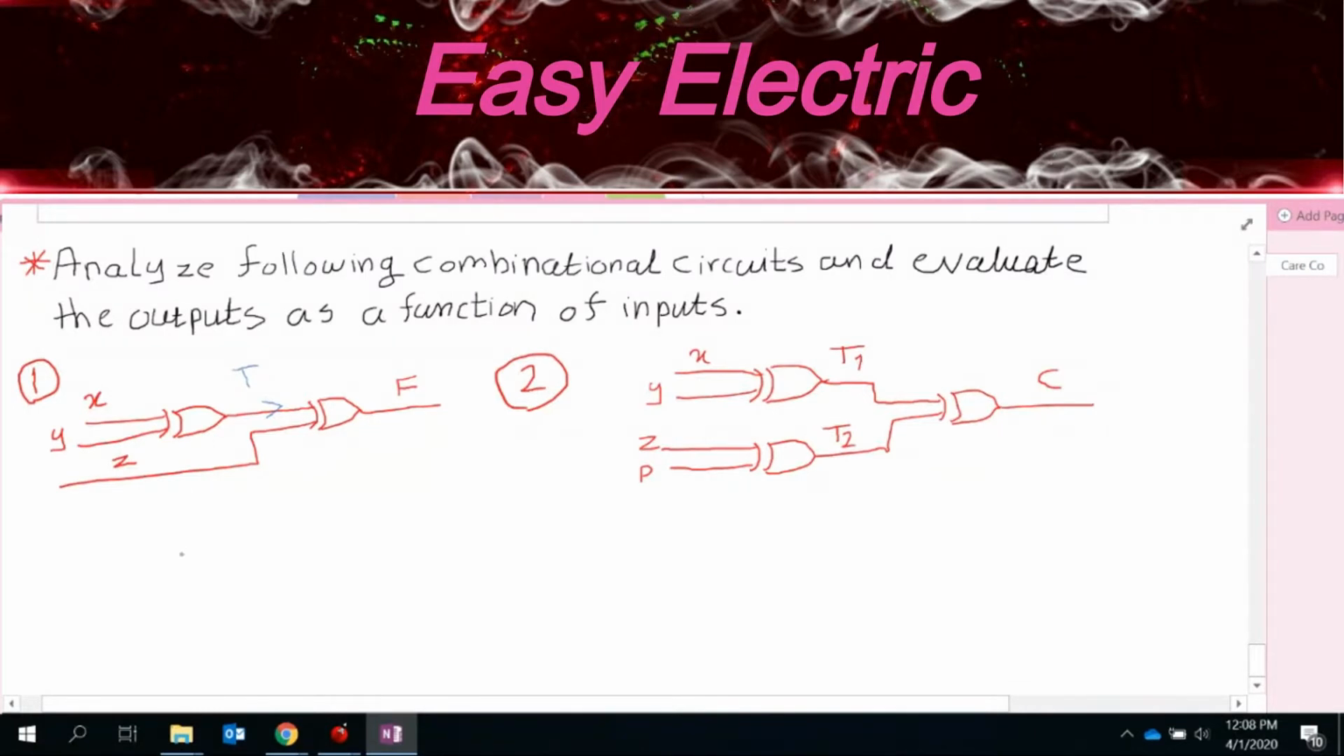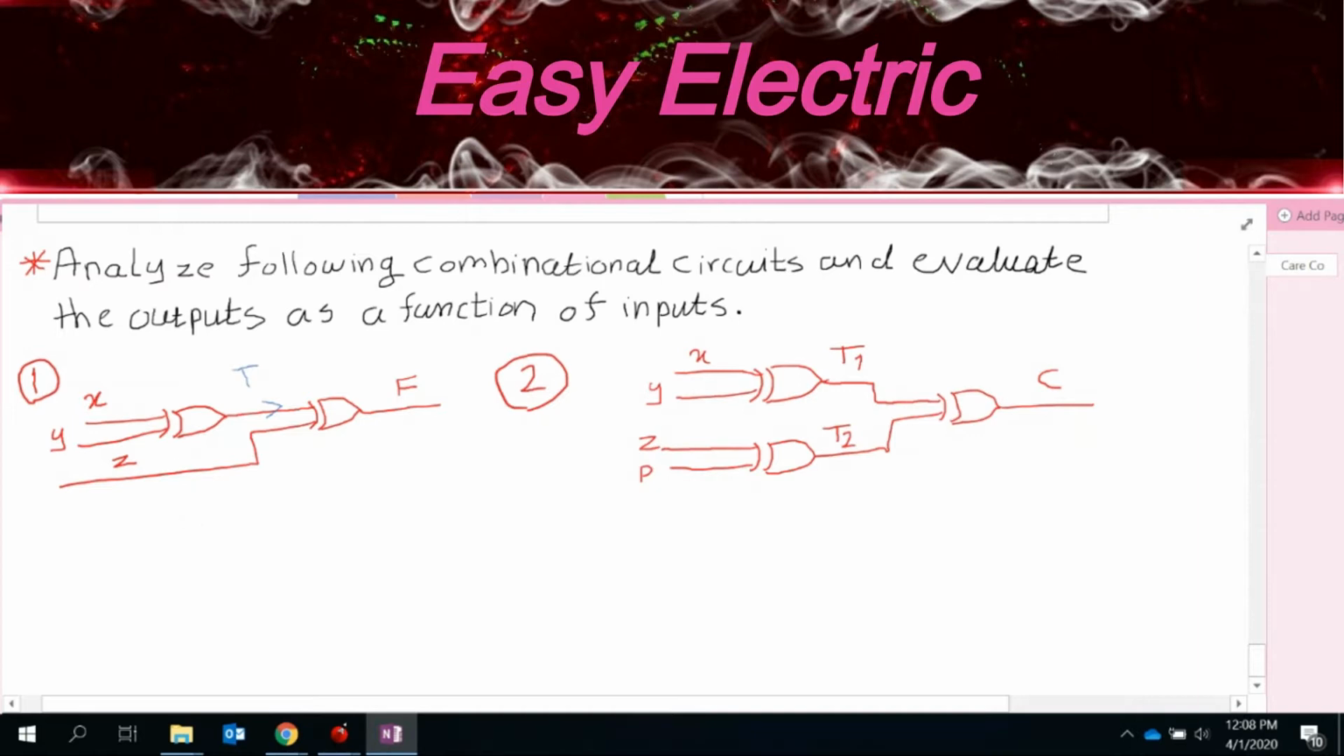Then you need to find the boolean function for each of the outputs. Definitely if you start with F, it should be a function of T and Z, right? But you don't know the boolean function for T. So that means first you need to find the boolean function for T, then you could write the boolean function for F, okay? That's the reason I start with T.